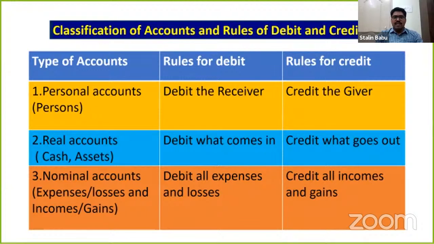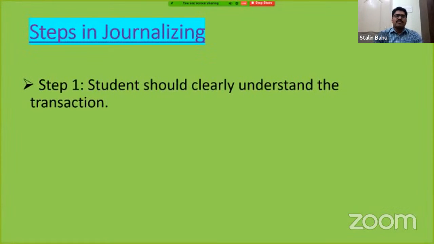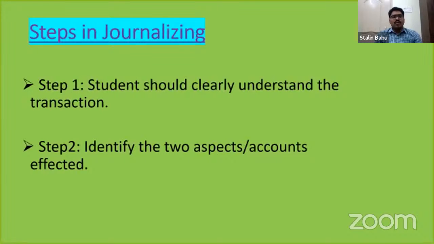So you have to take an A4 size paper and write this table and go through this table daily. It will help you to do the problems in journal. Let us see the steps in journalizing. In journalizing, in step 1, students should clearly understand the transaction. So students should clearly understand the business transaction. Step 2, identify the two aspects or accounts affected. So what are the two accounts affected by the transaction? One is receiving benefit, another one is giving benefit. That is debit and credit.